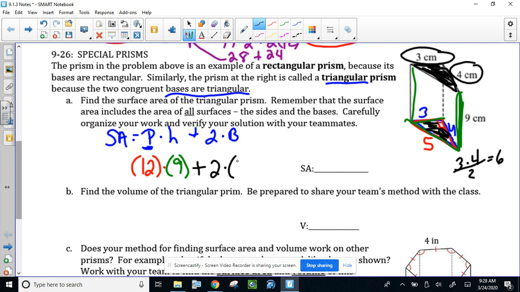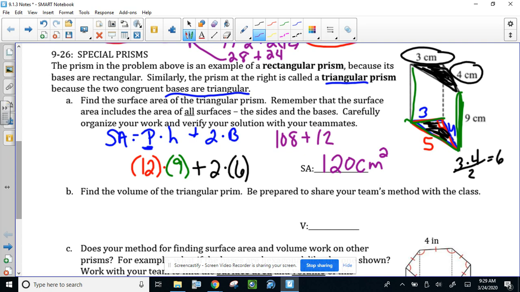That's an area of 6 on the top and an area of 6 on the bottom. Now it's really just a matter of multiplying these pieces together and combining all of our terms. First we have 12 times 9, which should give us 108. Then we're going to add in 2 times 6, so our 12. If we add those together, that gives us our surface area of 120. That would be the area of all of the 3 rectangles that wrap around the middle plus the 2 bases.